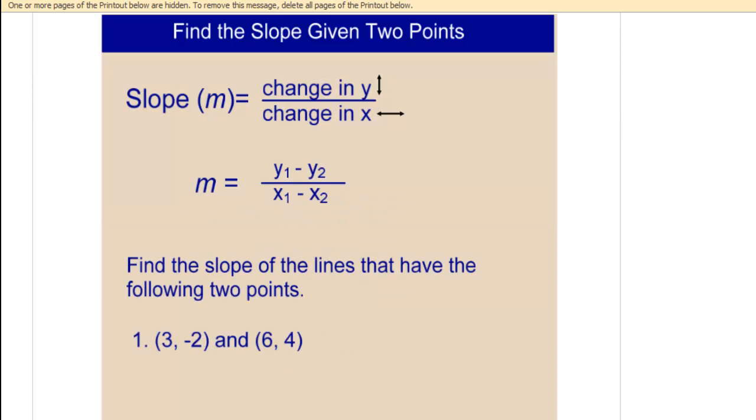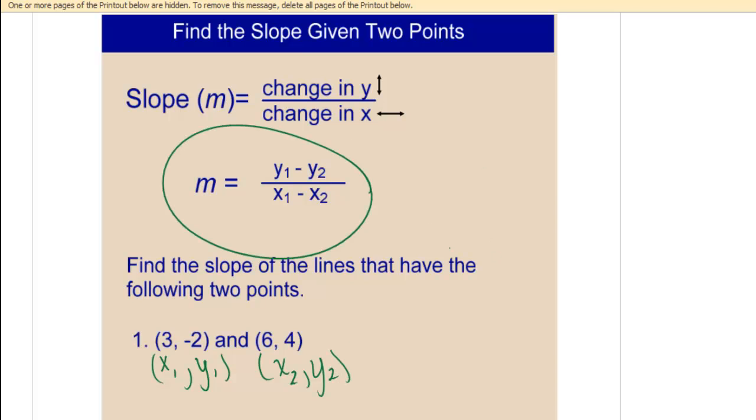So let's try this next problem together. Let 3, negative 2 be our first ordered pair. So this is x1, y1, and then this ordered pair would be x2, y2. We're just going to use our formula and substitute negative 2 in the place of y1 minus 4 in the place of y2. Then we're going to substitute 3 in the place of x1 minus 6 in the place of x2. Change your subtraction to addition to deal with your integers.